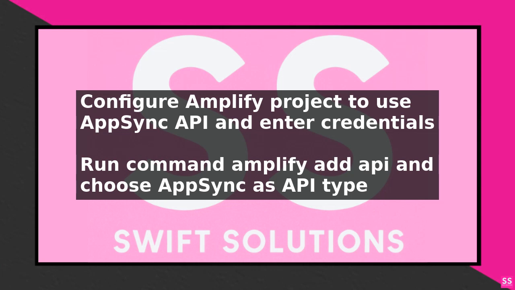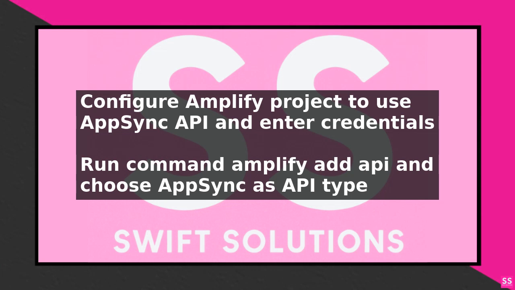Best practices for using AWS Amplify with AppSync include using a separate schema for each environment, such as development and production. You should also use authentication and authorization to control access to your API. Additionally, you can use caching and offline data access to improve the performance of your application.